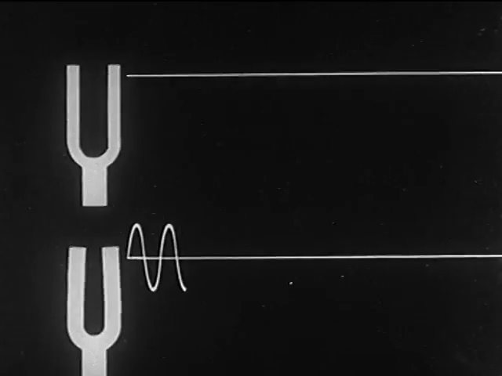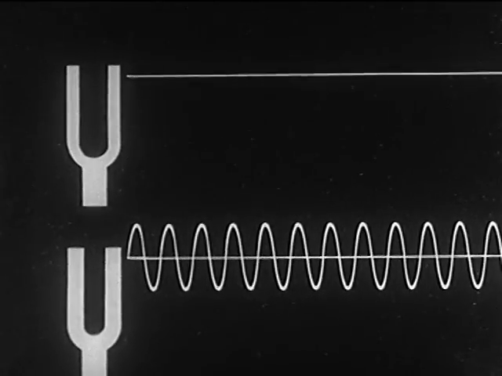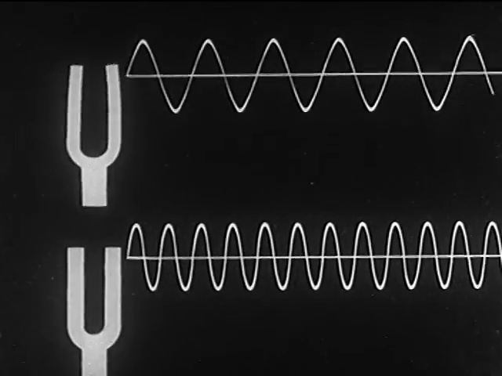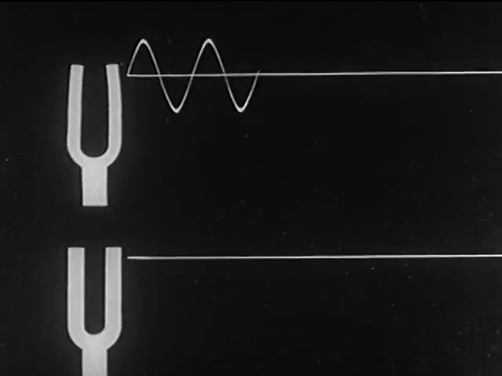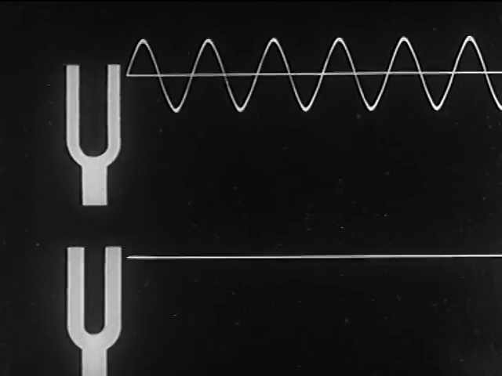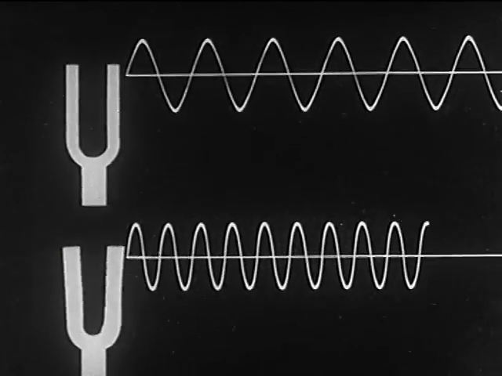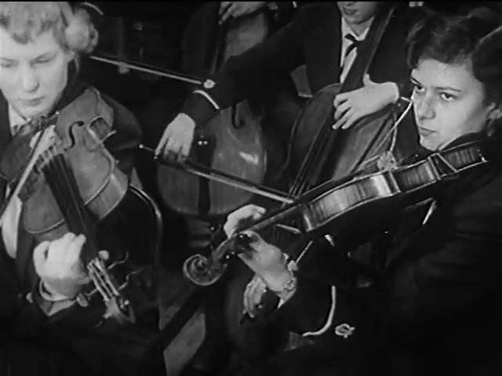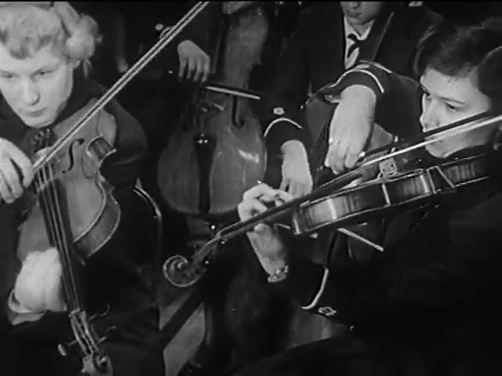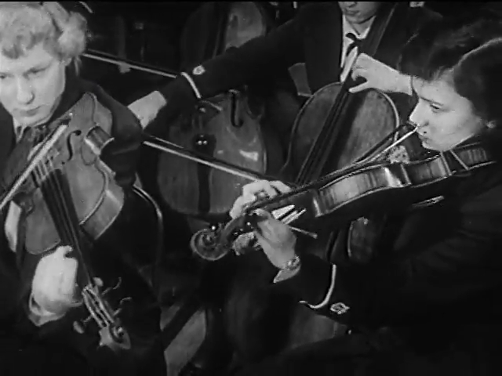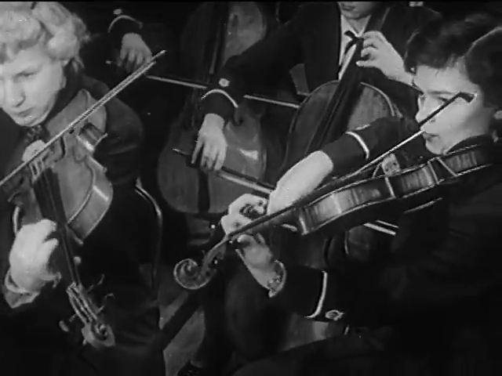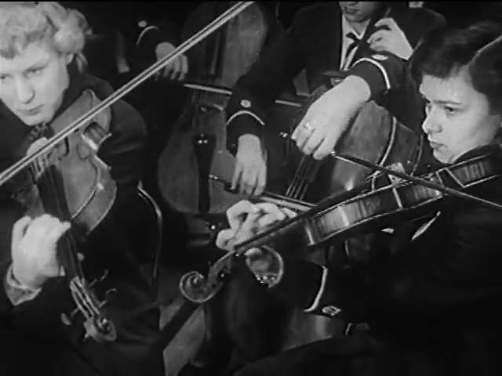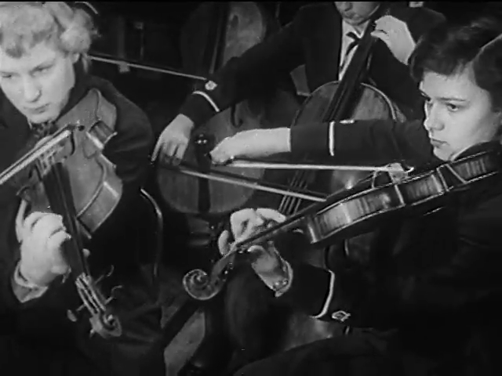Here, the lower fork makes more complete vibrations per second. Therefore, its frequency is greater. It is evident that the one with the greater frequency has the higher pitch. The frequency of a vibrating string depends upon the material it's made of and its density, tension, and length. Different instruments produce sounds of different tonal quality, even when playing the same basic frequencies.